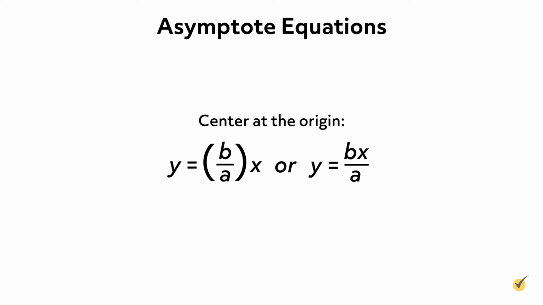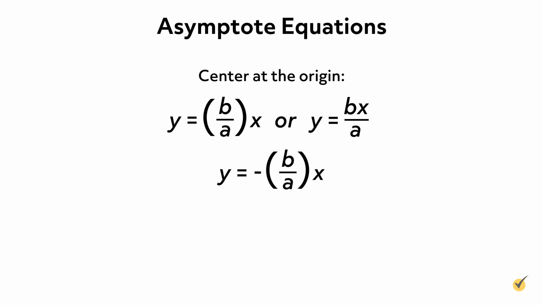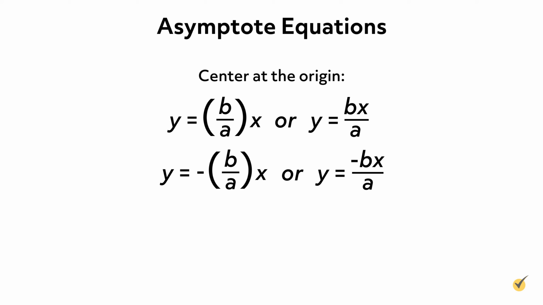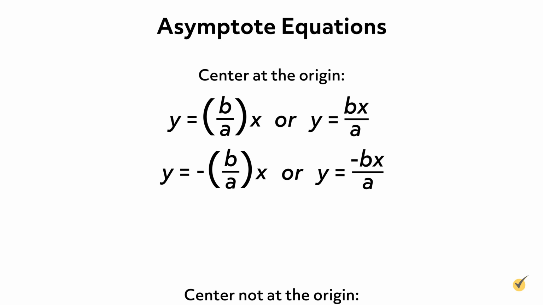That gives us one of them. Here's the other. Y equals negative b over a times x, or y equals negative bx over a. But what about when the hyperbola is not centered at the origin? Then the formulas look a little bit more complicated.